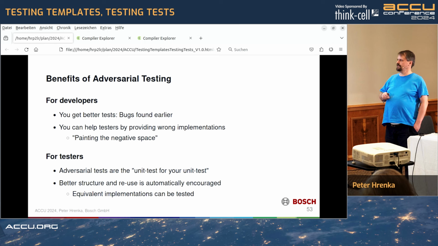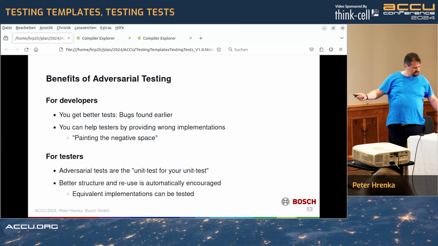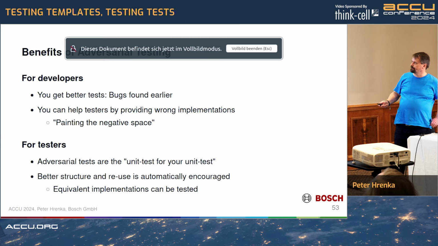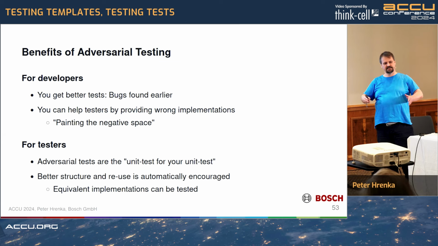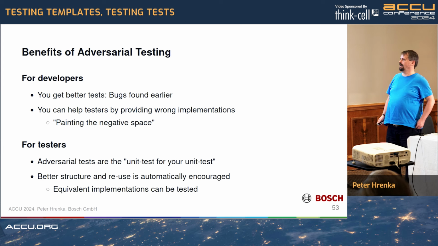For the testers, why should they care? I mean, probably they will also have to come up with negative examples. So as a tester, you can think of this methodology, adversarial testing, as really the way to test your unit tests. So these are the tests for the tests, and this adversarial testing can be a testing of your test, right?